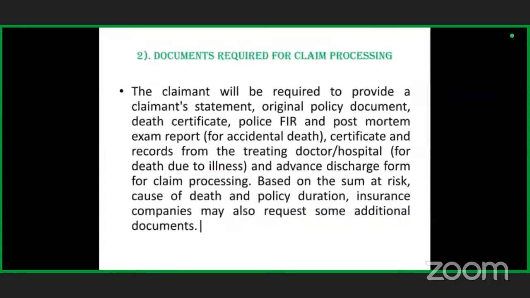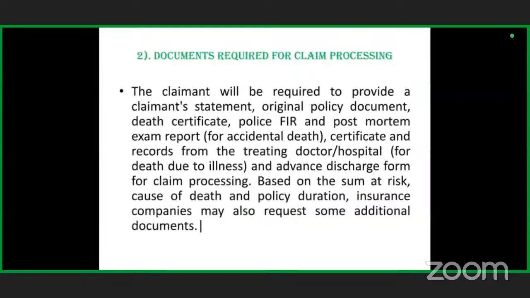Then, documents required for the claim process. What kind of documents are required for the claim process? The claimant will be required to provide the claimant's statement, original policy document, death certificate, first information report, post-mortem copy, etc. Certificate and records from the treating doctor or hospital in case of illness, and advance discharge from the claim processing. Based on the sum at risk, cause of death, and policy duration, insurance companies may also request some additional documents also.